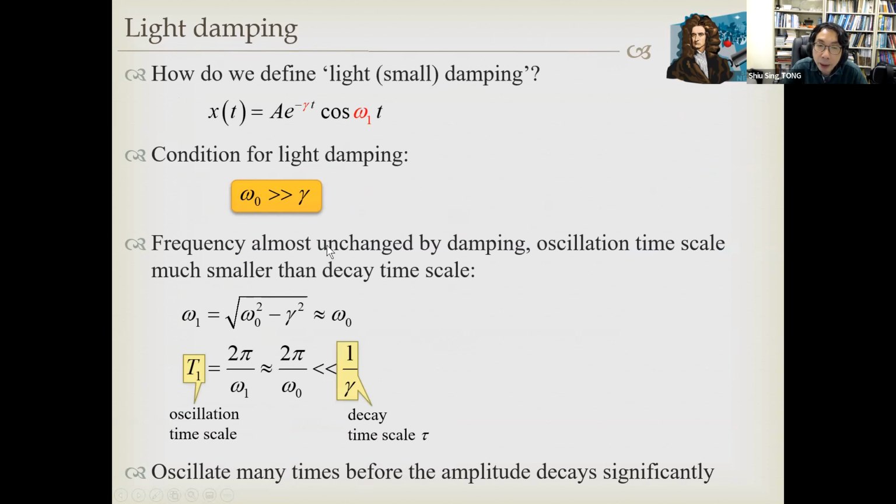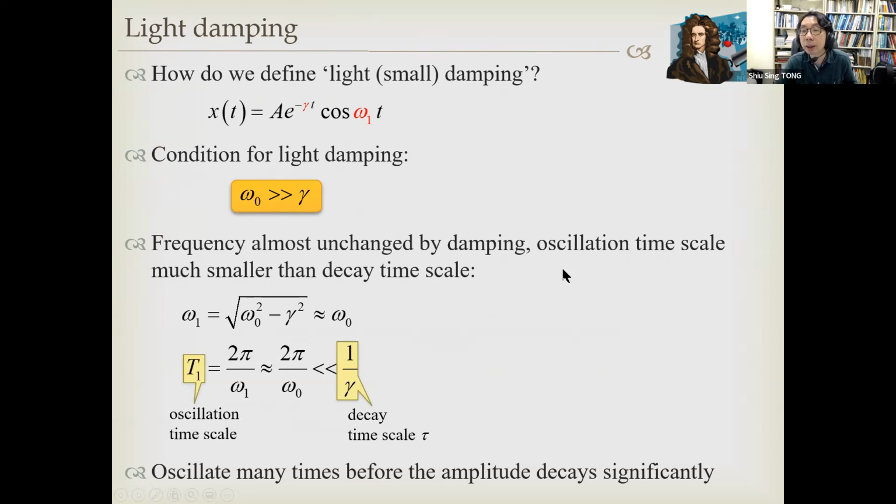Now, for light damping, we actually have the frequency almost unchanged by damping. And the oscillation timescale is much smaller than the decay timescale. What is the meaning of this? Now, the first statement is clear. It means the frequency wouldn't be affected much. It's almost the same as without damping.